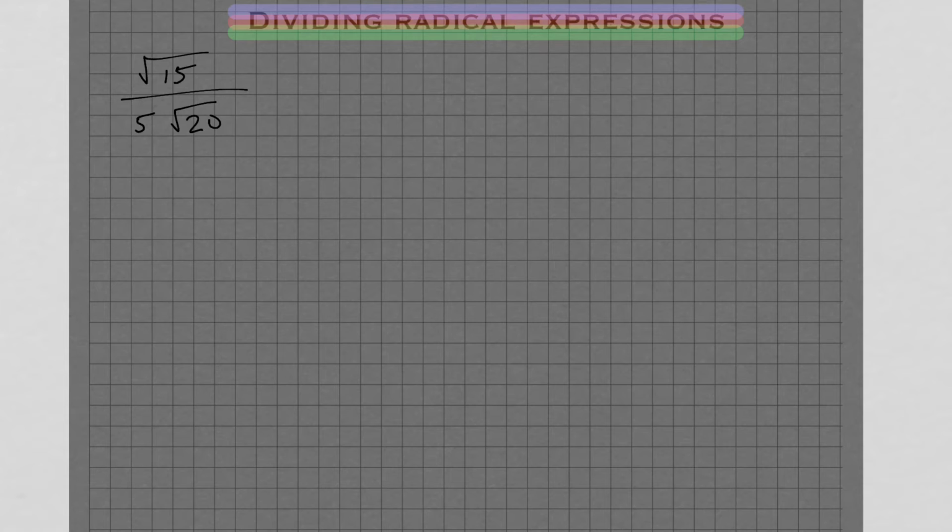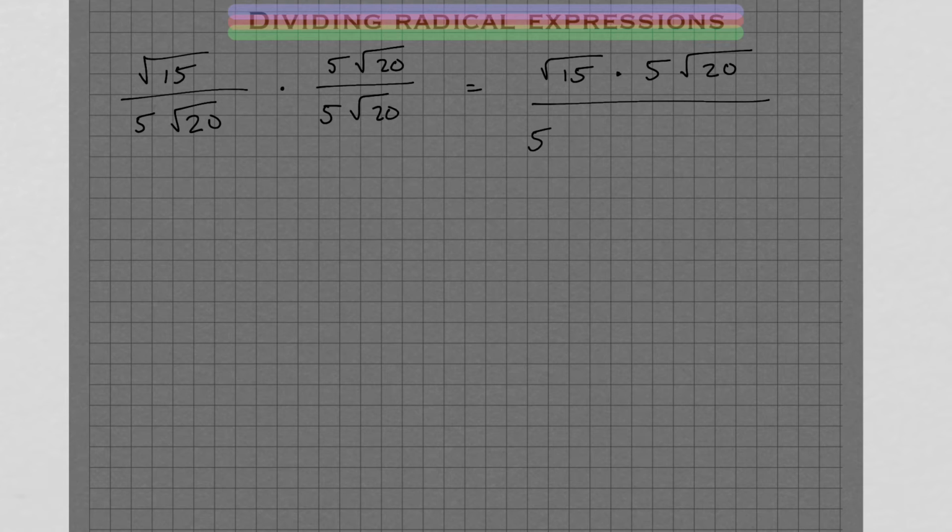All right, another challenging one. Here we have the square root of 15 divided by 5 times the square root of 20. So what we're going to do here is multiply this by 5 root 20 over 5 root 20. That's going to give us the square root of 15 times 5 times the square root of 20, divided by 5 square root 20 times 5 root 20.